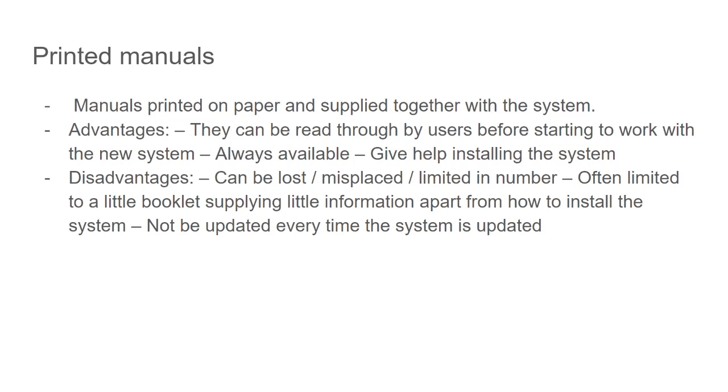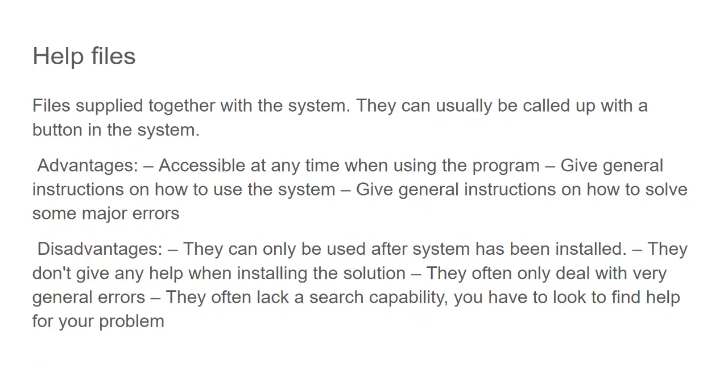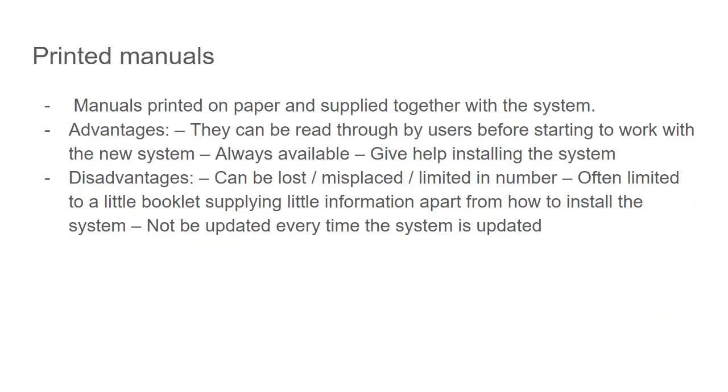Printed manuals are printed papers. Usually nowadays these happen less, but with more expensive purchases, I guess it happens a bit more. Some advantages are they can be read by the users offline also. They're always available because it's a physical copy. It gives help with installing the system because it's printed, it's not online, unlike the first one, help files, where you have to have the system installed.